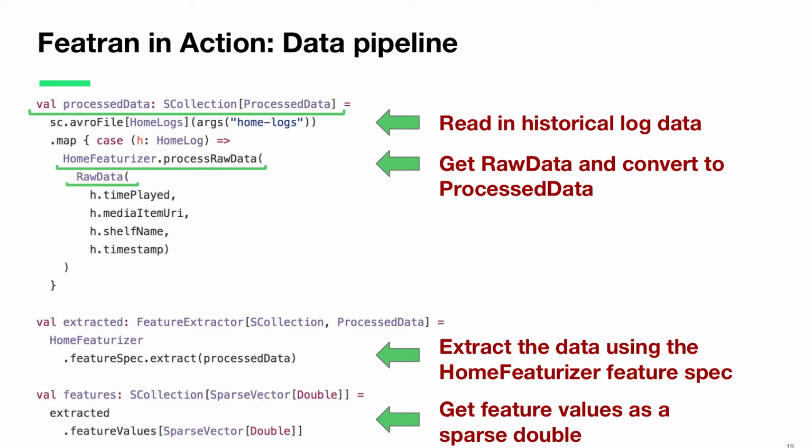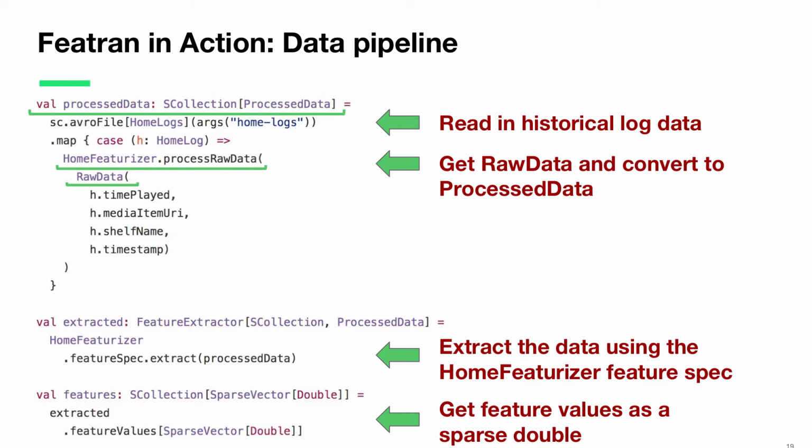So the first step is just reading in the historical log data. And then the next step would be getting the raw data and converting it to our process data case class, where again, raw data and process data are defined in our common featureization library. So here we have our raw data, and we're assuming that from our home log inputs, we can get the time played, the media item URI, shelf name, and timestamp, and just pass it in.